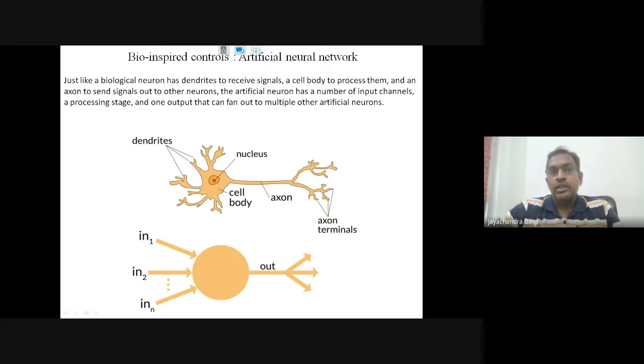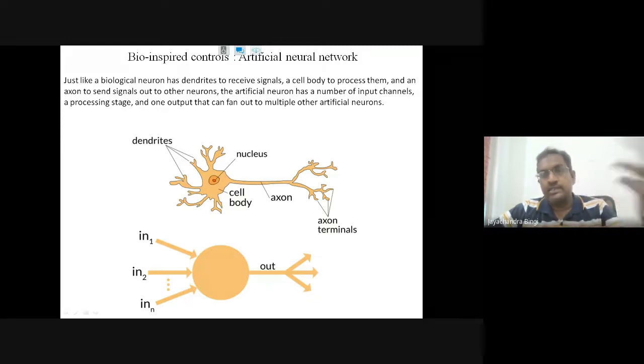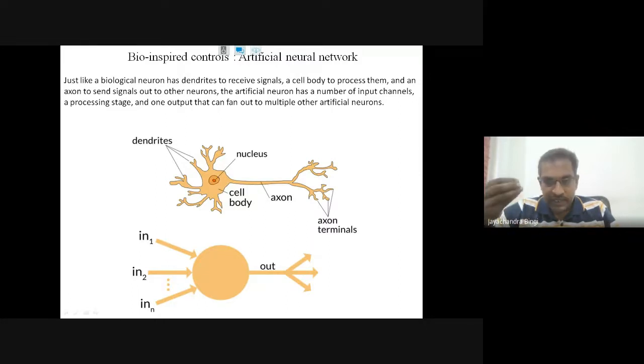Okay, so for bio-inspired sensors and controls, in the second class we are starting with the artificial neural network, because the name itself indicates it's bio-inspired. So I need not tell you that the artificial neural network is bio-inspired; the basis itself is bio-inspired. I will give you a glimpse of where the artificial neural network started, and then you can start your journey with this understanding. I will try to make you understand in the simplest manner.